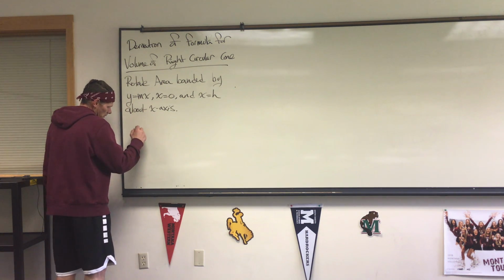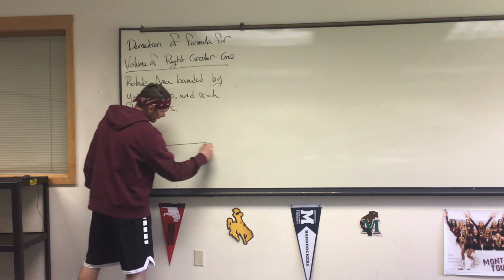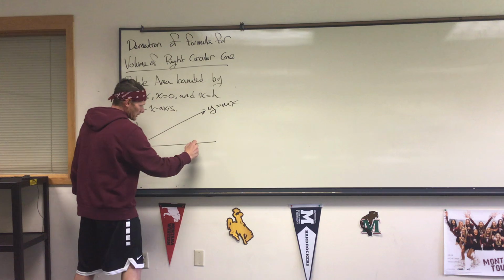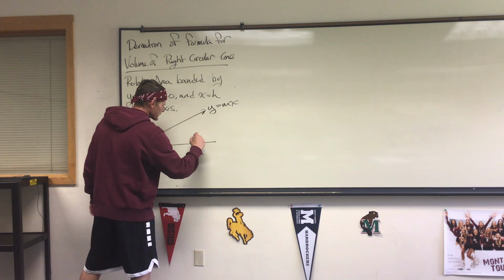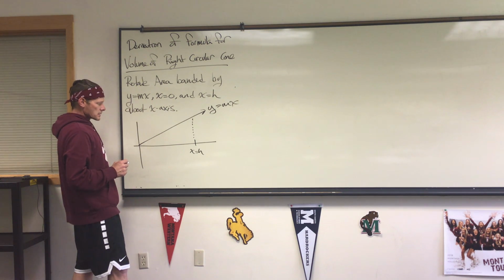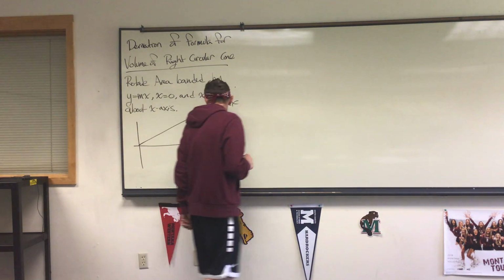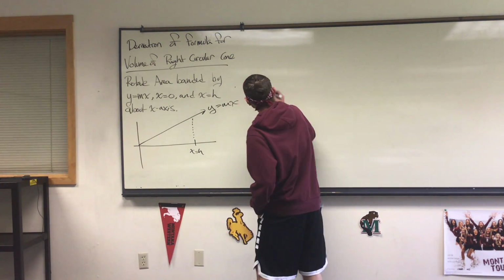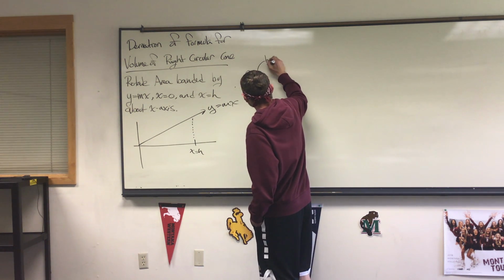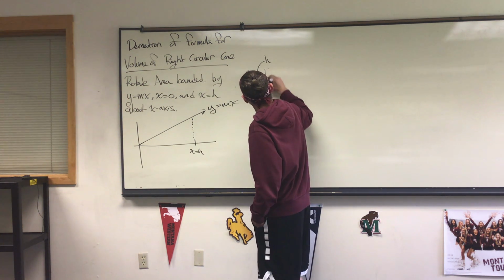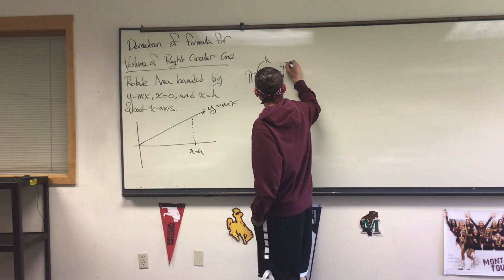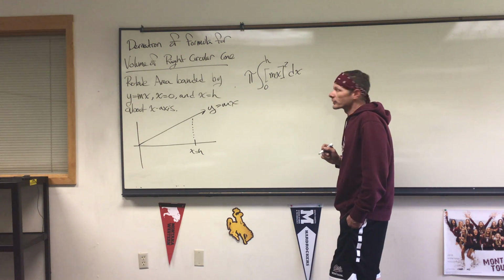So y equals mx, we'll go to some x equals h, and we're going to rotate that. So the formula for finding solids of revolution is we take pi, and we're going to multiply by the integral from 0 to h of (mx) squared. We're going to integrate that with respect to x.